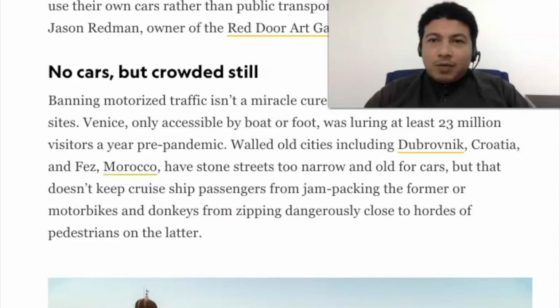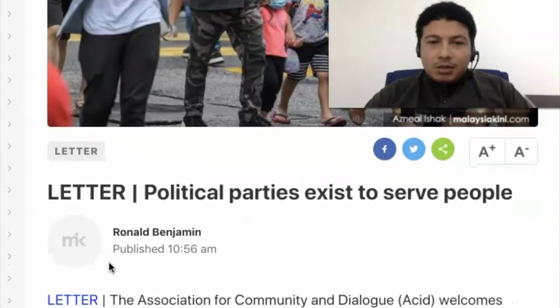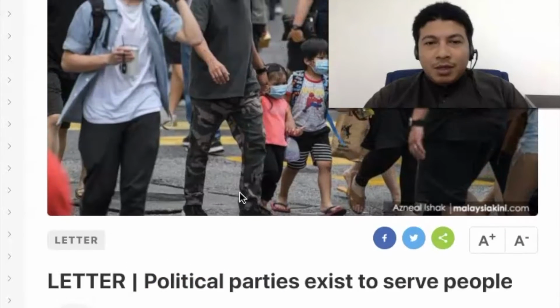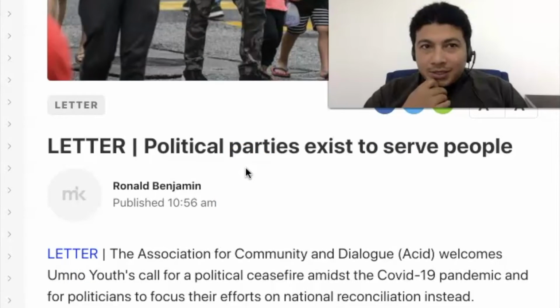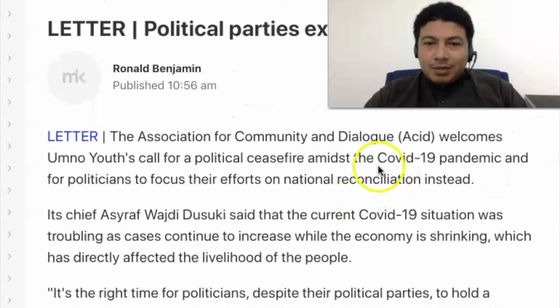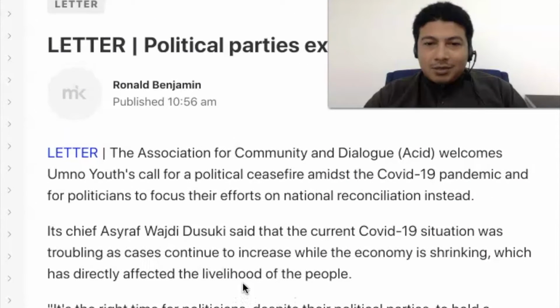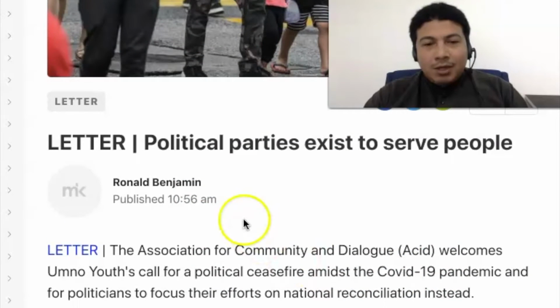Let us take a look at one last example of an article. This is a local article, and the topic is political parties exist to serve people. So this is the topic. So we know that this article is talking about political parties and politicians, and we can also see the words COVID-19 and pandemic repeated in this article. So it talks about politicians and the COVID-19 situation.